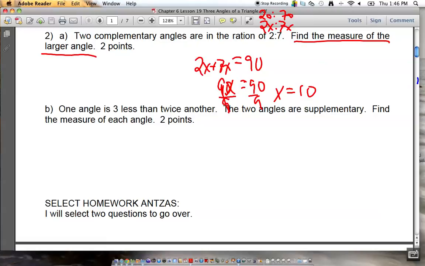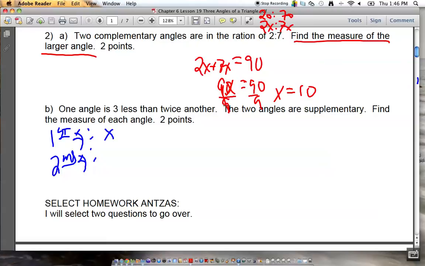Okay, good. Next one. One angle is 3 less than twice the other angle. How many angles are in this? 2. So we got first angle, and we have second angle. If I don't know what something is, I call it X or N, I'll call it X. The other one is 3 less than twice that angle. How would I write an expression for 3 less than twice X? How do I write that?